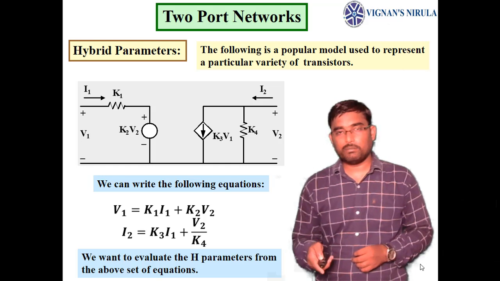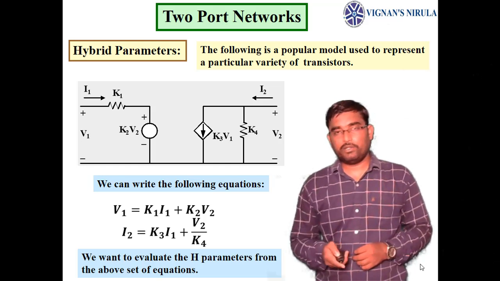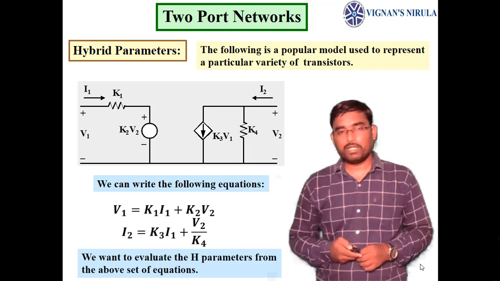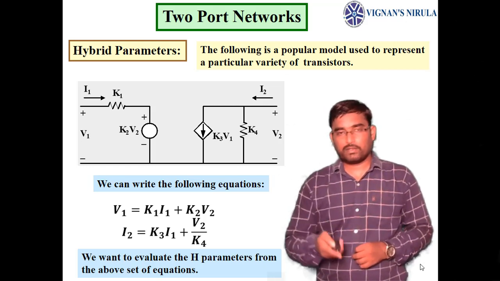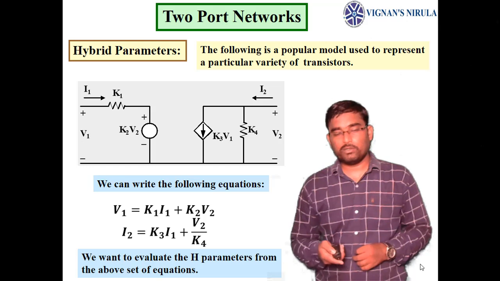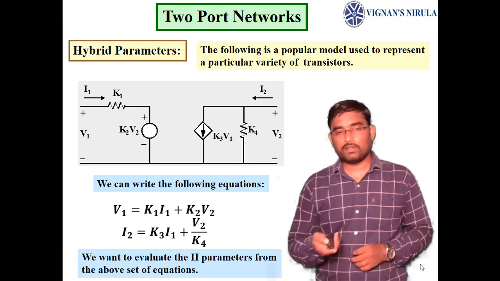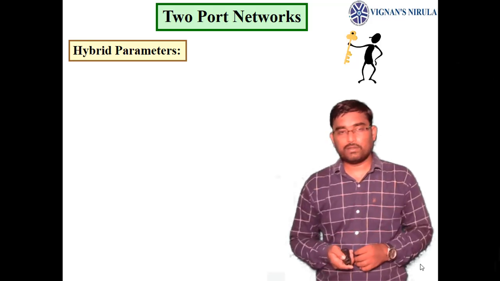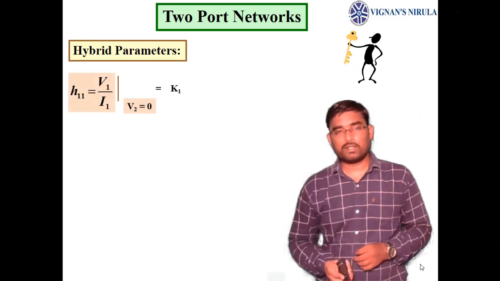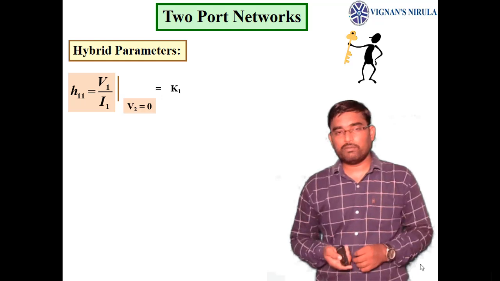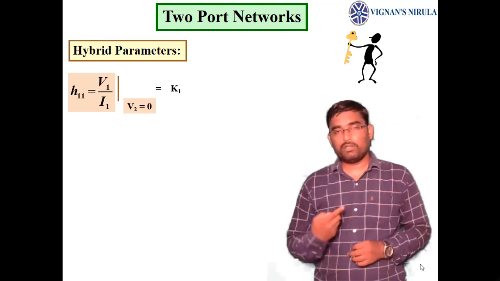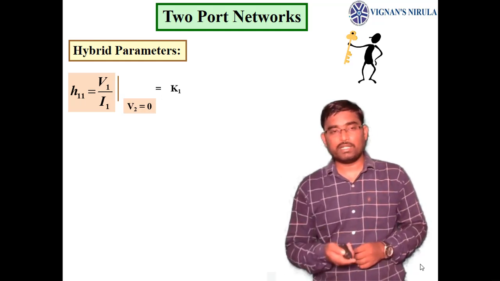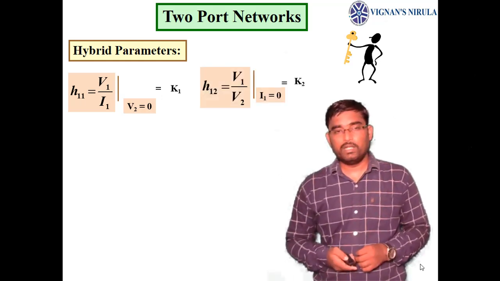By applying KCL, we can write I2 equals total current entering the junction, which is K3 into I1, the dependent current source value, plus the current flowing through K4, which is V2 by K4. Now by using these two equations, we can write H11 as the ratio of V1 by I1 when V2 is 0. Putting V2 as 0 and taking the ratio of V1 by I1 from those two equations, we can get H11 easily as K1.